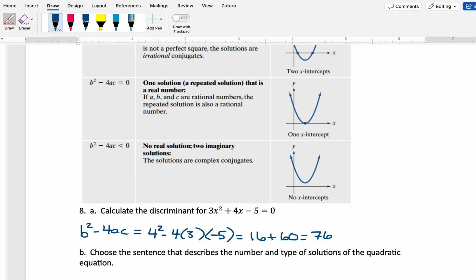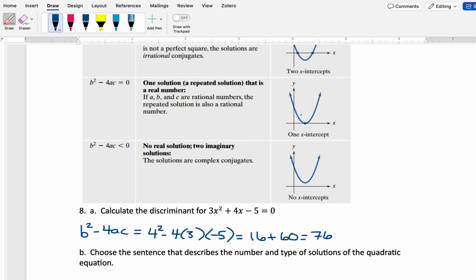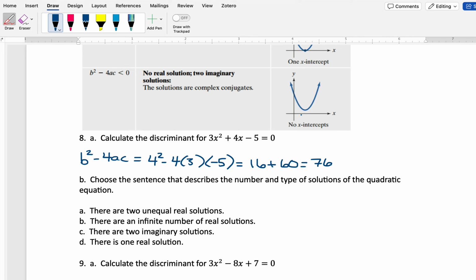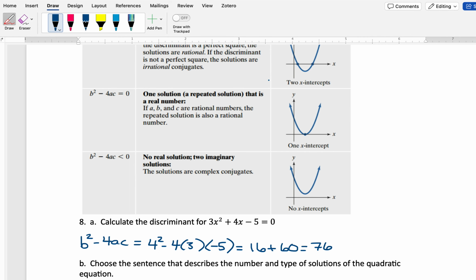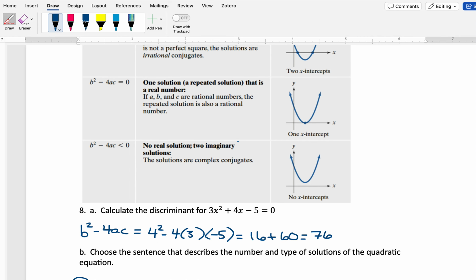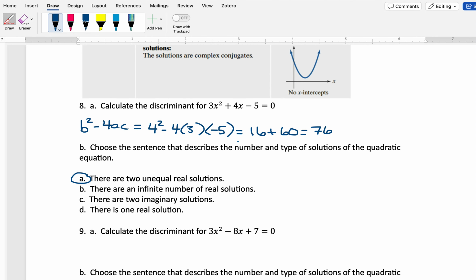And so what's going to happen is when we look at this table, 76 is greater than 0, so it's going to fall into this first row, which means that we have two solutions. And they are unequal real solutions, which means that there are two different numbers, unlike the second row here where we have what's called the repeated solution. We have two different x-intercepts here. And they are real solutions because they are real numbers, not imaginary numbers.